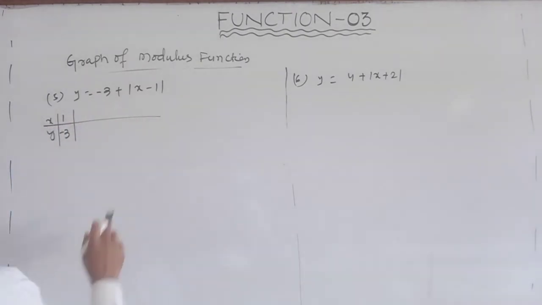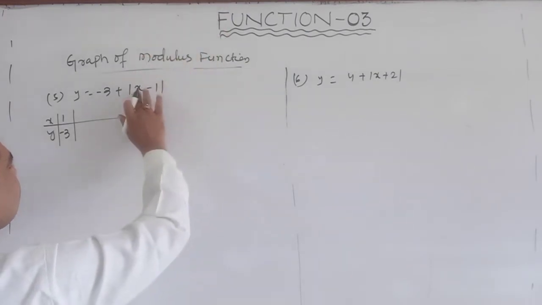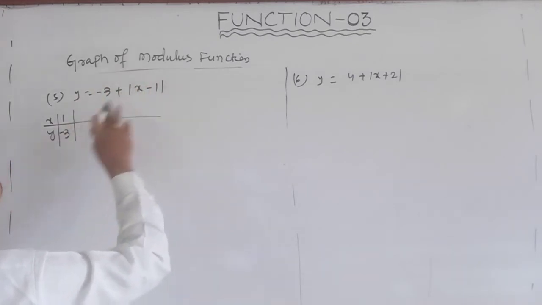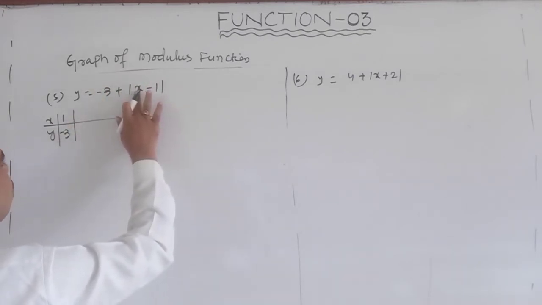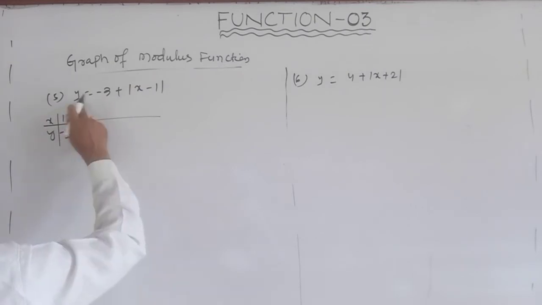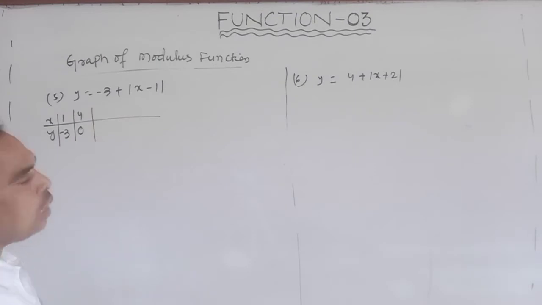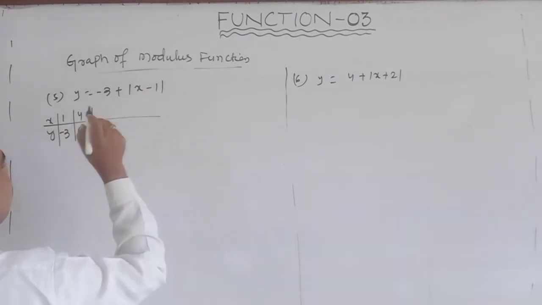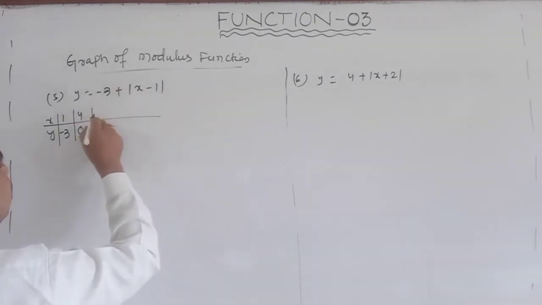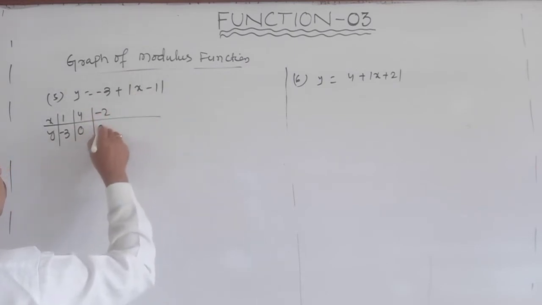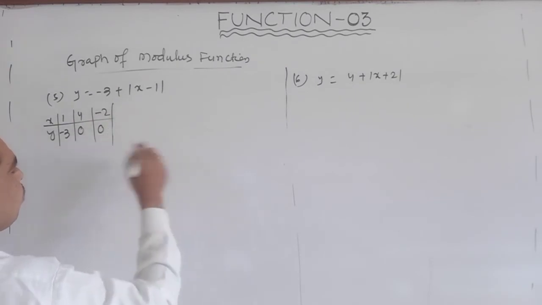Next one, x is equal to 4. y is equal to 0: 4 minus 1 is 3, mod 3 is 3, minus 3 is 0. x is equal to minus 2, y is also 0.